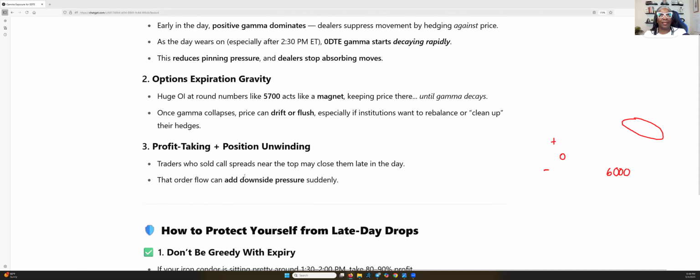So at the end of the day, the major institutions are trying to balance what their positions are doing. Profit taking or position unwinding. Traders who sold call spreads near the top may close them late in the day. That order flow can add downside pressure suddenly.